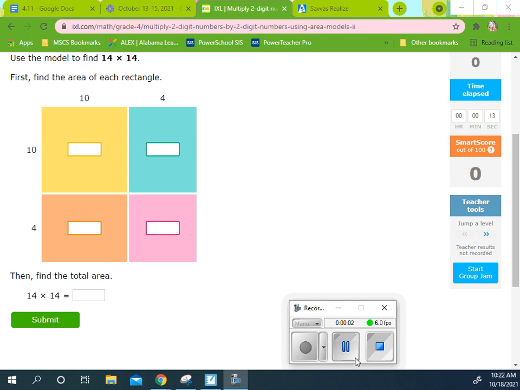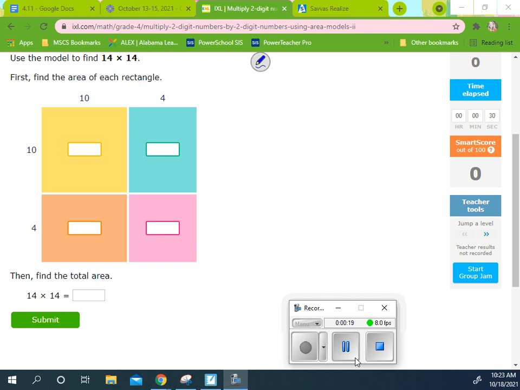Okay, so today what we're talking about in class is multiplying a two-digit number by a multi-digit number. So far we've only stuck with two-digit times two-digit, like we have here. We have 14 times 14. And I just wanted to show you what we're doing in class. So this is our area model right here.